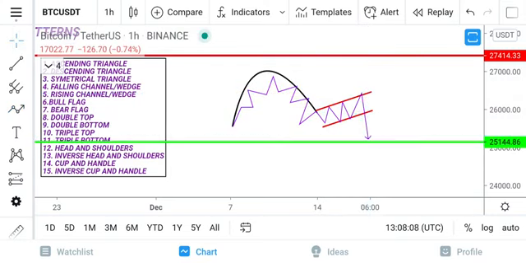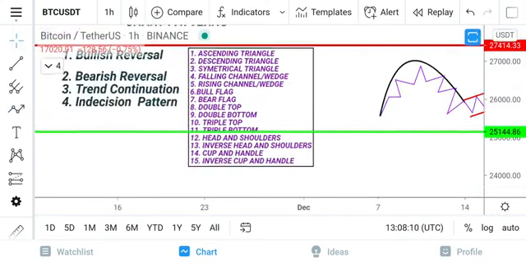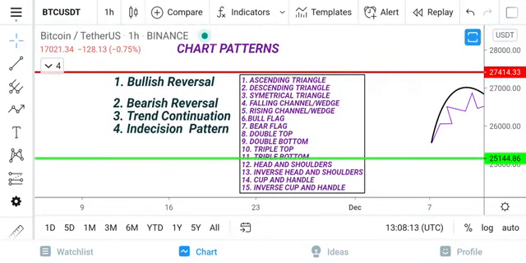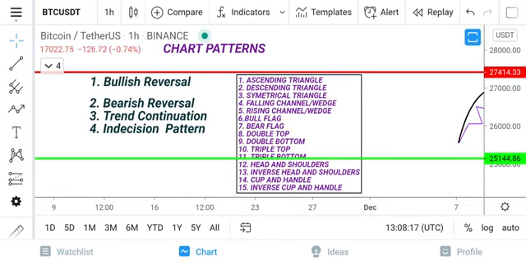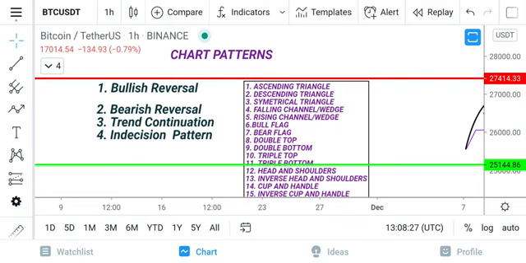Like I've said, this is just an illustration of the various chart patterns, and in my next video I'm going to go to the actual chart and try to pick out these chart patterns for you. So here comes the end of this tutorial section.